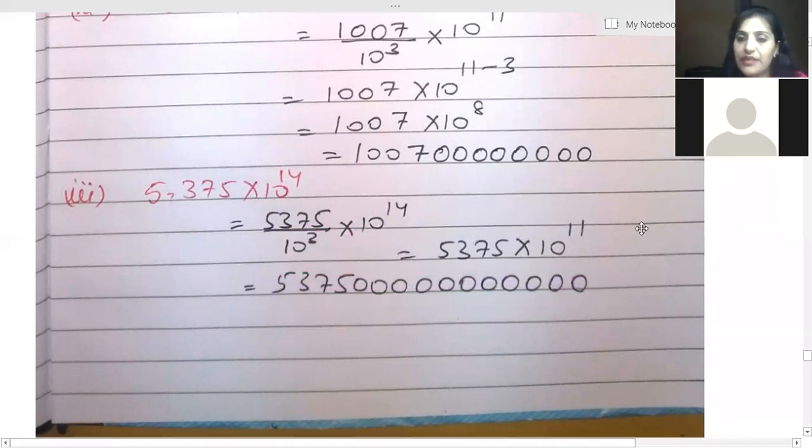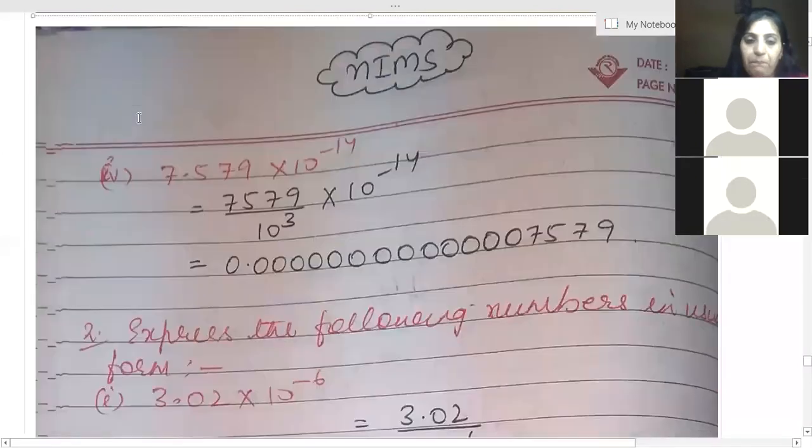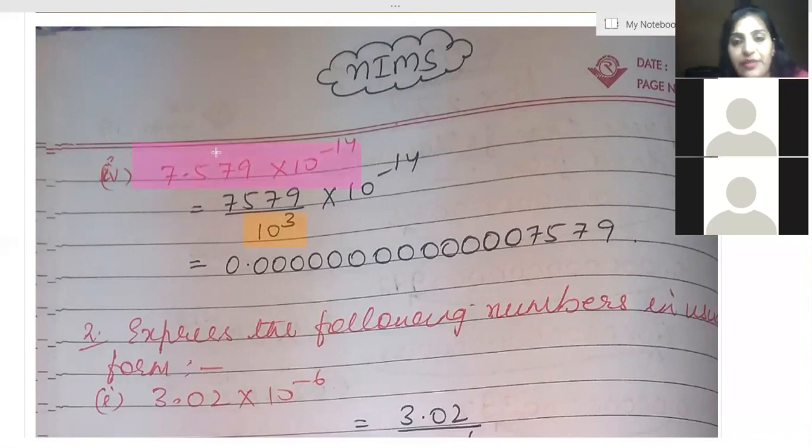Manan, is it clear? Yes, ma'am. Now the next: 7.579 into 10 to the power minus 14. Can you do this? Yes, ma'am. Again, I have done the same thing. I have removed the decimal and I got 10 to the power 3 as my denominator. Now the bases are same and they are in the division state, so the powers will get subtracted. So I got minus 14 minus 3, that means minus 17.